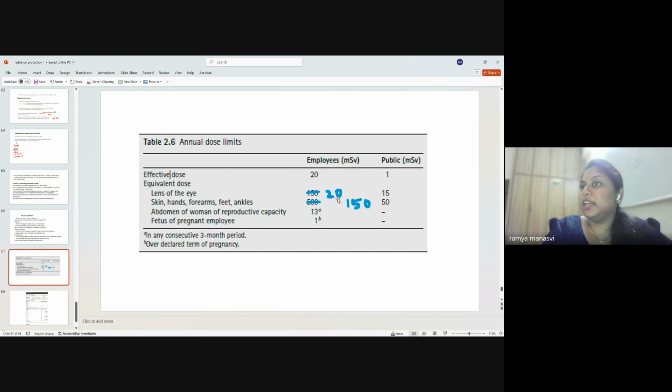Skin, hands, forearms, feet, ankles: it is 150 millisieverts for employees and 50 for the public. And for the abdomen of a woman of reproductive capacity, it is 13 over a period of 3 months. And for the fetus of a pregnant employee, it is 1. For the public, we don't generally use radiation unless it is a very serious problem for the pregnant woman, so there are no guidelines given. But for an employee, it is 13 over a period of 3 months. This is very important. Okay.